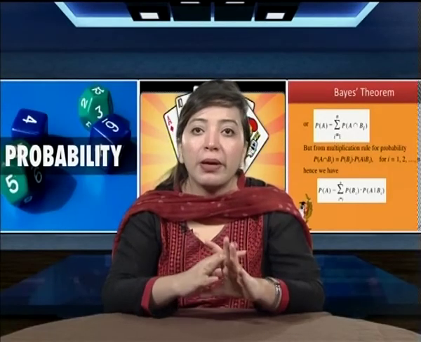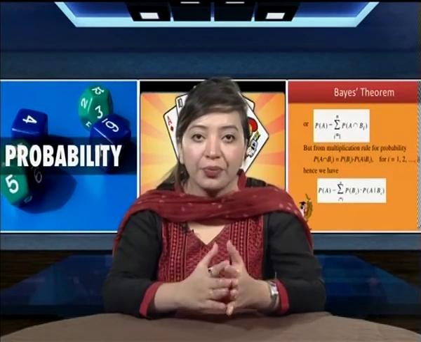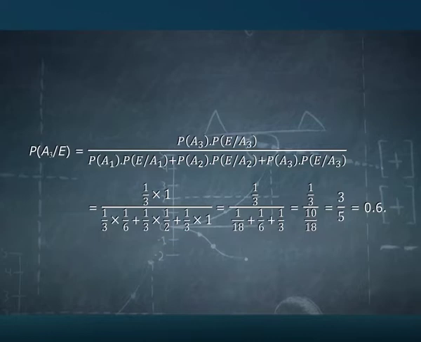Now we wish to find probability of A3 given E. So using the Bayes formula, we will have probability of A3 given E equal to probability of A3 times probability of E given A3, the whole thing divided by probability of A1 times probability of E given A1 plus probability of A2 times probability of E given A2 plus probability of A3 times probability of E given A3.